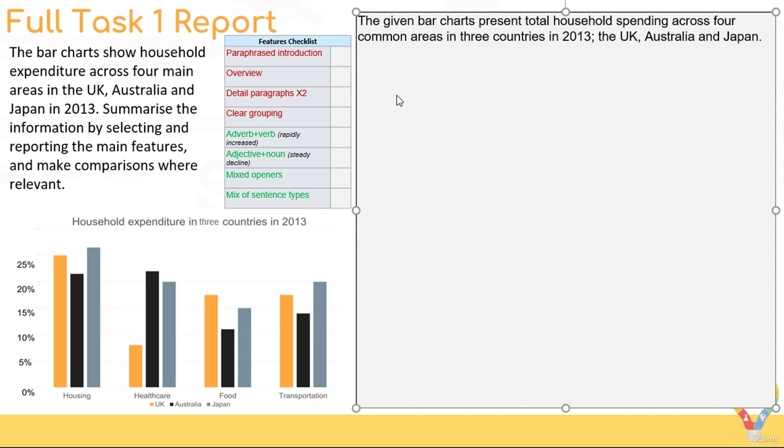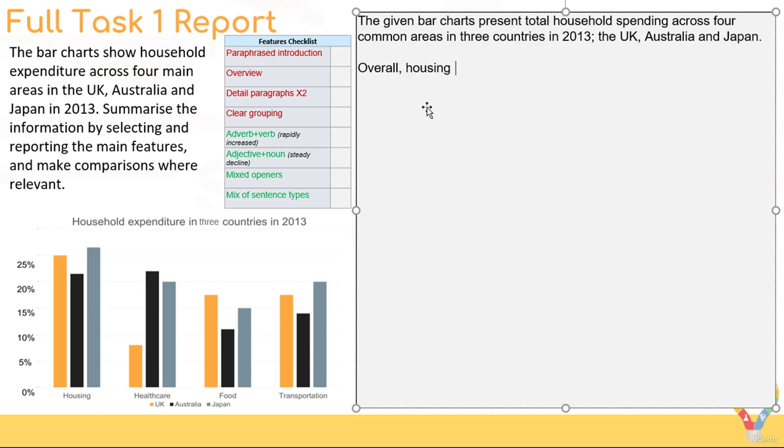In the plan, I grouped housing and healthcare into group 1 and food and transportation into group 2. And I noted that housing and healthcare were high expenditure areas, except for the UK in healthcare. And for food and transportation, I noted that all countries spent under 20%, which you can see here. So that's what I'll write for general statements in my overview. And as ever, we begin with overall. So let's begin with group 1, housing and healthcare.